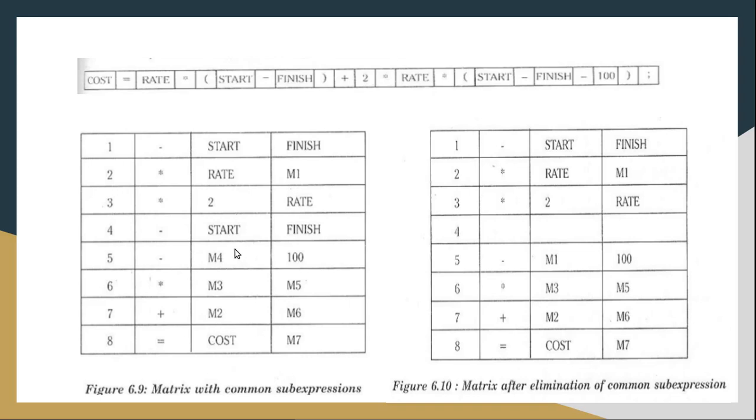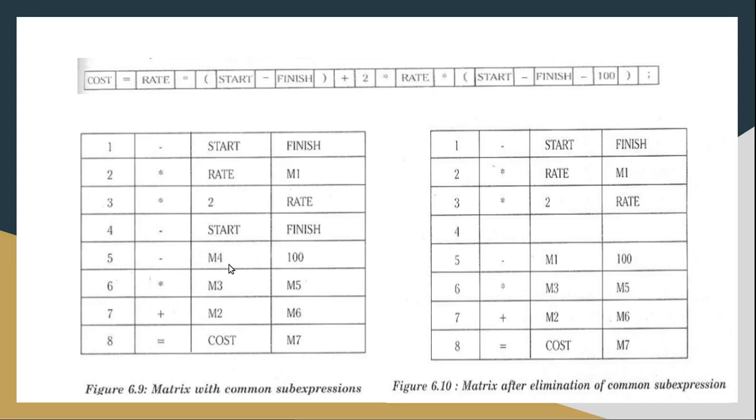We have to recognize the common sub-expressions. For that, what we have to do? We have to compare M1 with M4, M3, M5 and M2. What is M1? M1 is start minus finish, right? M1 is start minus finish. What is M4? M4 is also start minus finish. But M3 is 2 star rate, M5 is M4 minus 100, then M6 is M3 star M5. So the common sub-expressions are M1 and M4. Both are start minus finish.